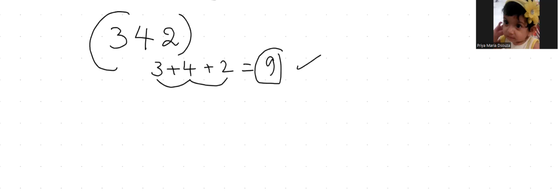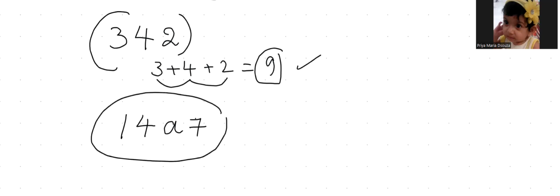Let's say I give you a number like 1, 4, A, 7. Okay, 1, 4, A, and 7. And my question is: what is the smallest value of A so that this will be divisible by 9? So how do I know what is the smallest value of A?